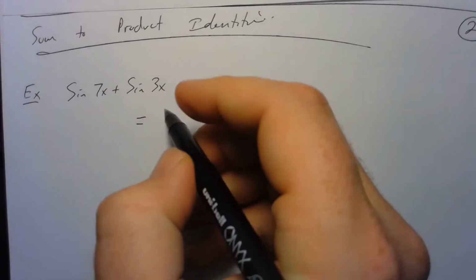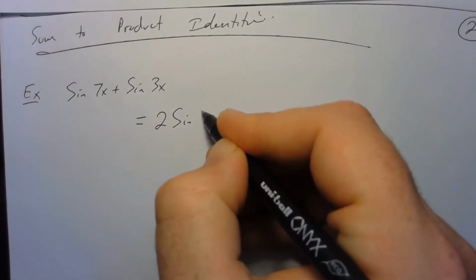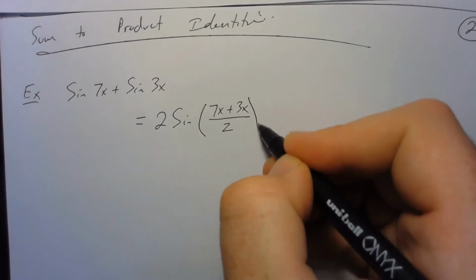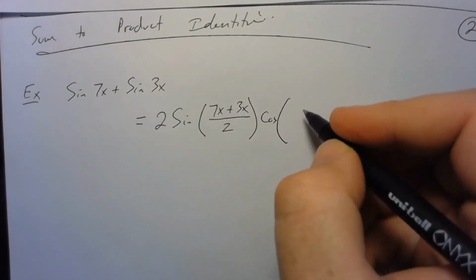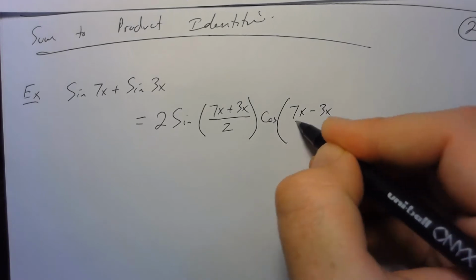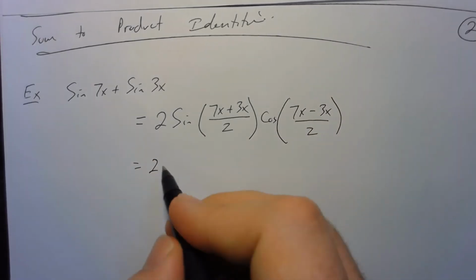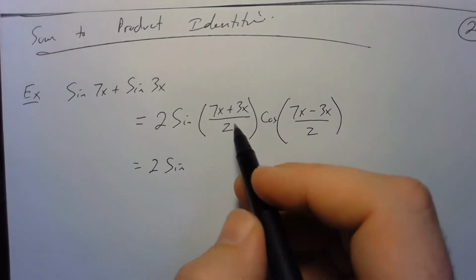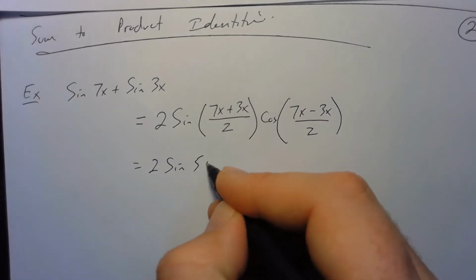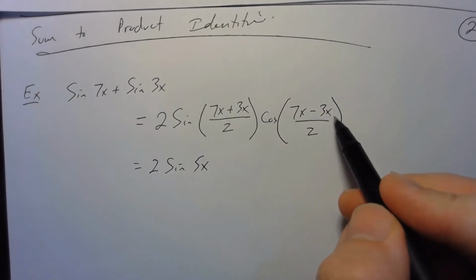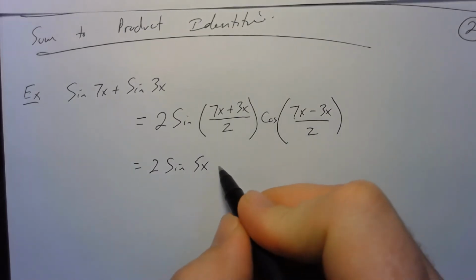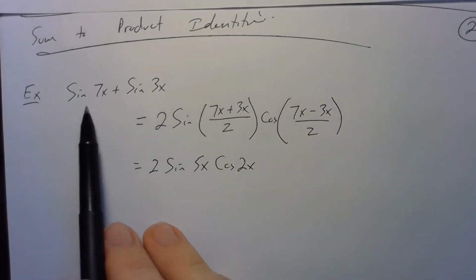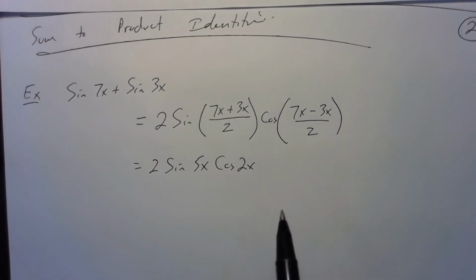In that case, we're going to have equals 2, the sine of my x, which is 7x, plus my y, which is 3x, all divided by 2, times the cosine of 7x minus 3x, all divided by 2. If I simplify this down, I'm left with the sine of 7x plus 3x is 10x, divided by 2 is 5x. And then cosine is going to be 7x minus 3x is 4x, 4x divided by 2 is going to be the cosine of 2x. And sure enough, that right there changes that addition, that sum, into a product.